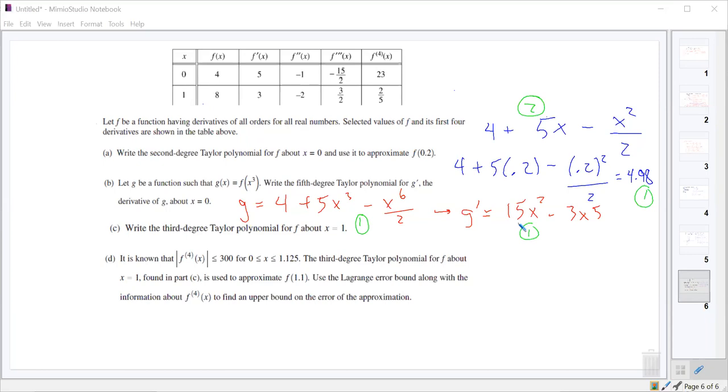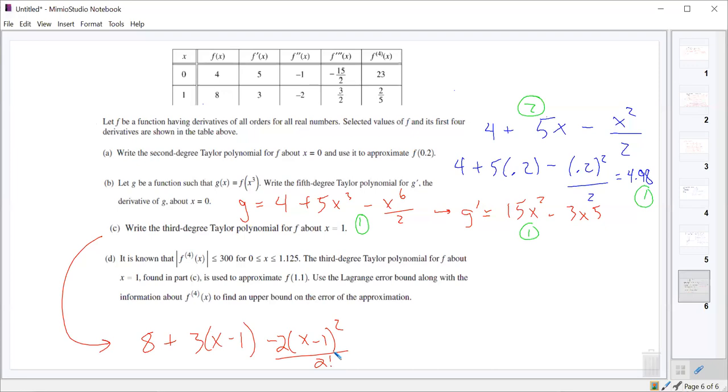Yeah. All right. 3rd degree Taylor polynomial for f about x equals 1. So this one should just be f of 1. And then it should be 3 times x minus 1. And then what's it, 3rd degree, right? So then we should have minus 2, x minus 1 squared over 2 factorial.